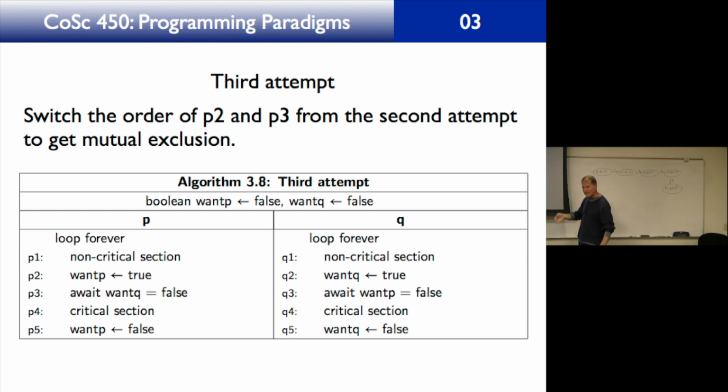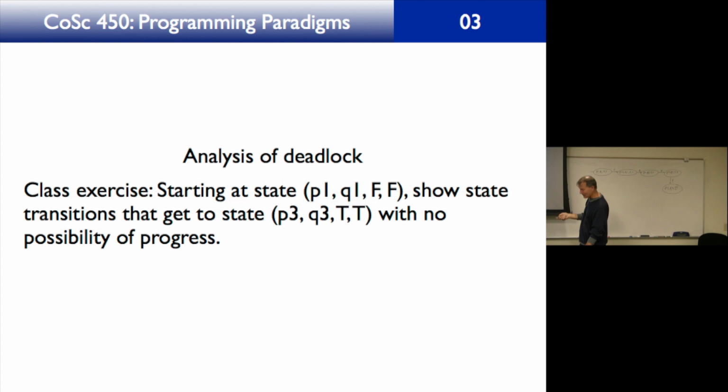Yeah, I think there's going to be a possibility of deadlock. All right? So how can we get here? Analysis of deadlock. Starting at the state P1, Q1, false, false, show the state transitions to get to a state P3, Q3, true, true, with no possibility of progress. You see what I mean?